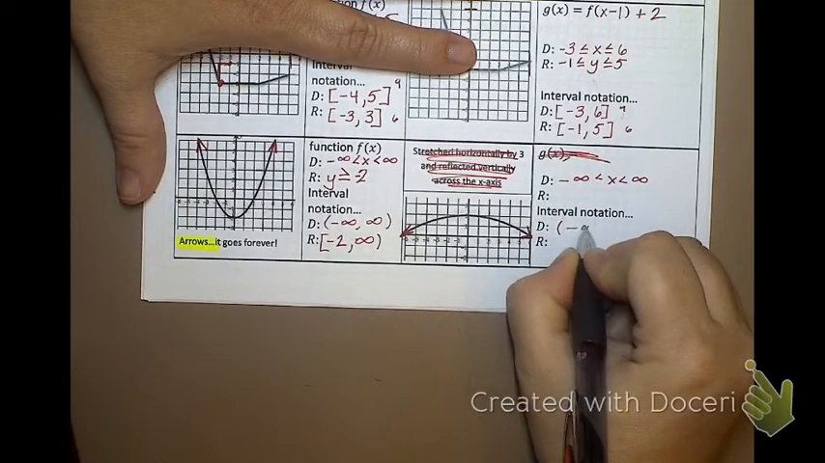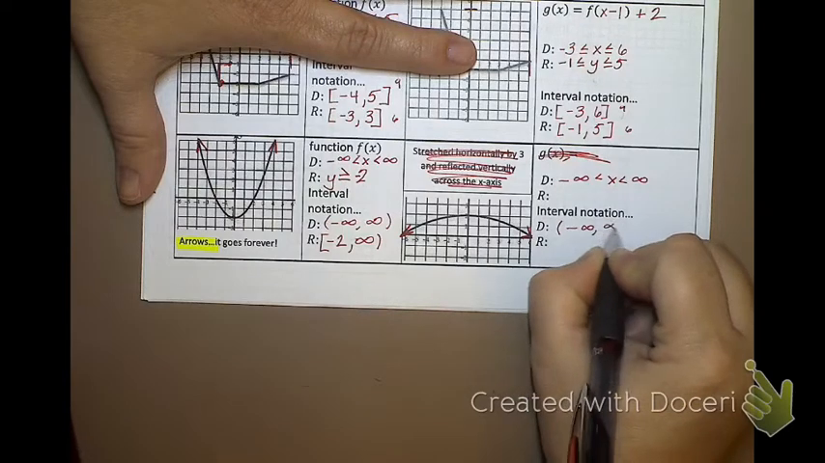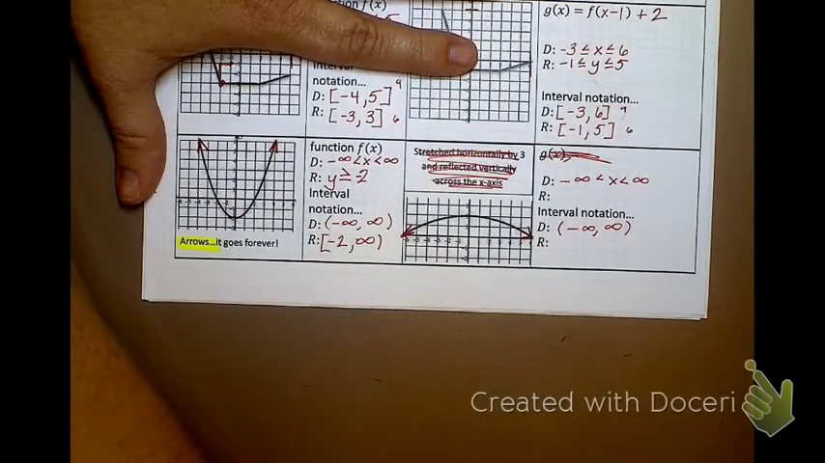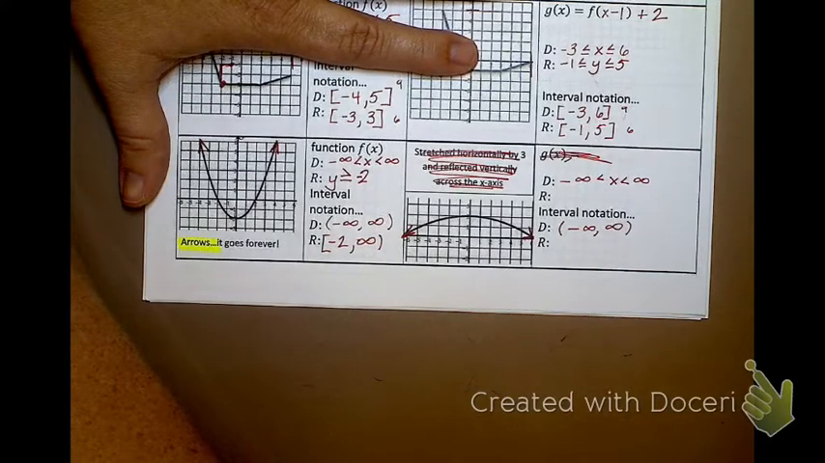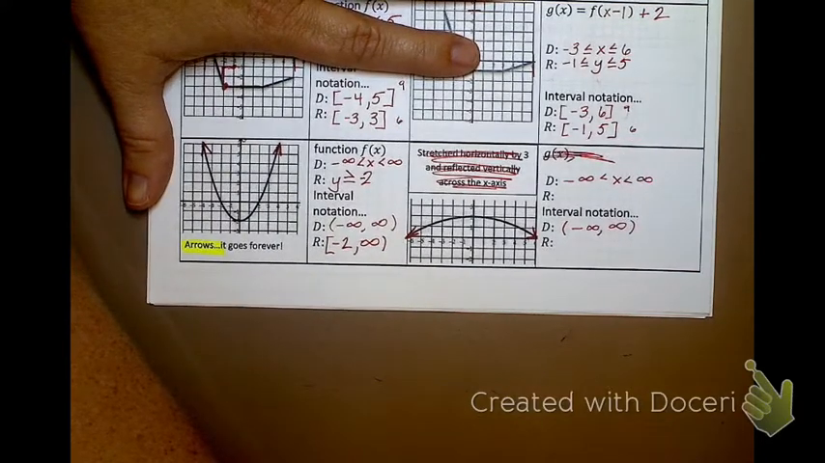Parentheses, negative infinity, comma, infinity. What's another word for that? Or another phrase? All real numbers. Okay. My range.